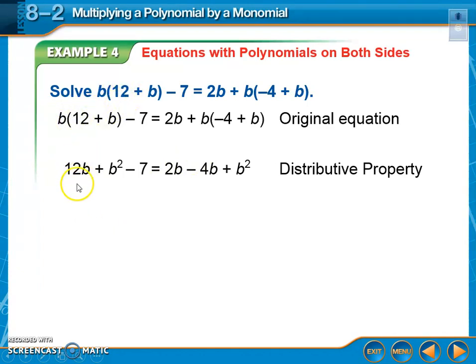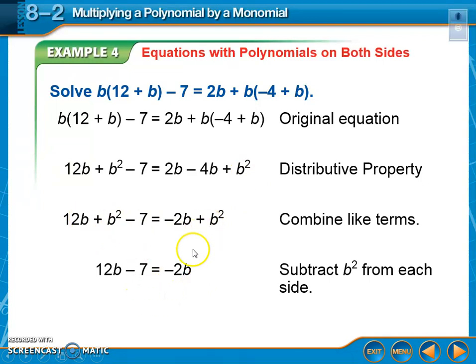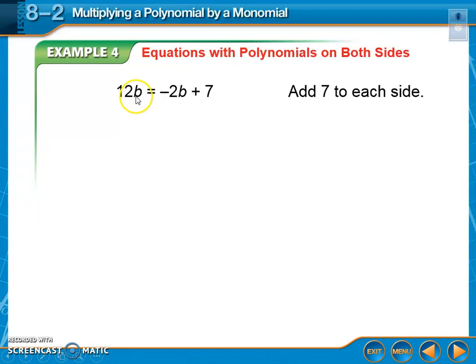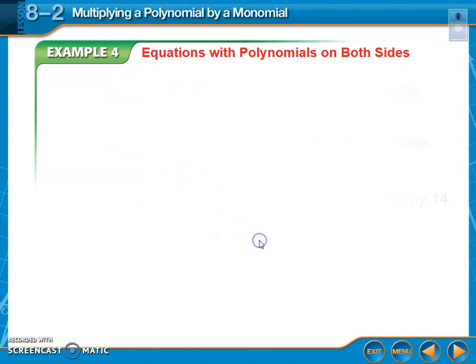So when we distribute this out and get 12b plus b squared minus 7 equals 2b minus 4b plus b squared, we need to combine our like terms on each side, and then we need to get our numbers together. So we subtracted b squared from both sides, and it got rid of that b squared. So now it's just 12b minus 7 equals negative 2b. And that's something that we can work on, all right? We're able to solve this with our knowledge base right now of just moving the 2b over to that side and then dividing by 14, all right? And we get b as 1/2.